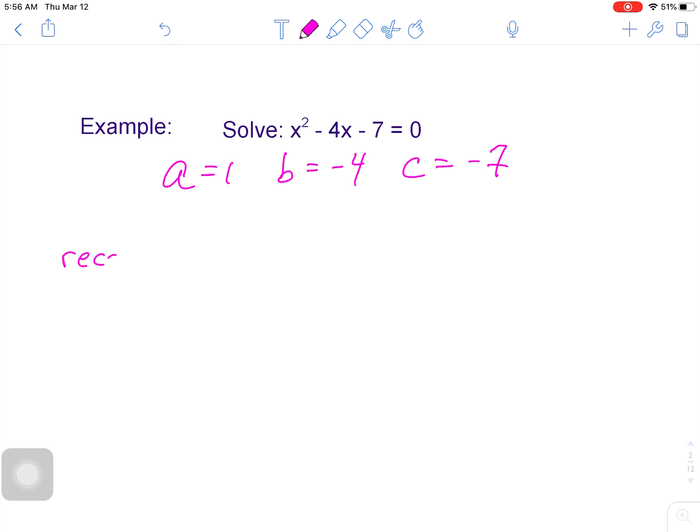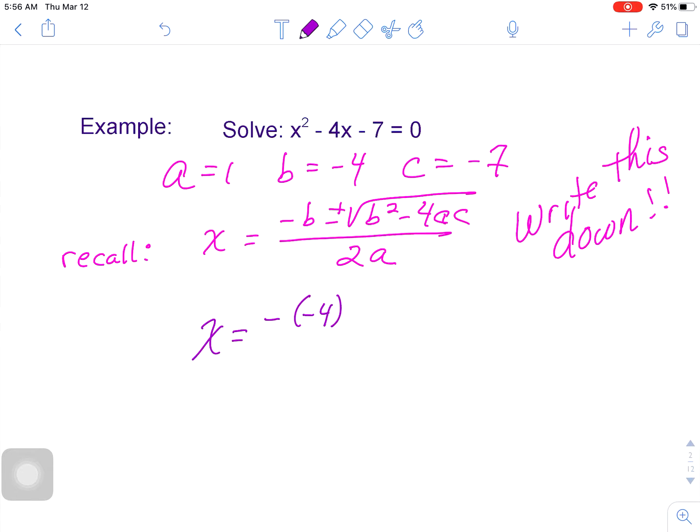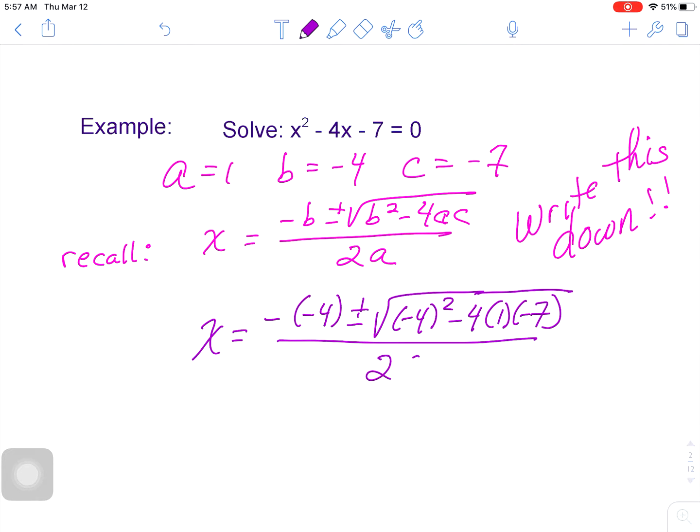So we're going to recall the quadratic formula: x equals opposite of b plus or minus the square root of b squared minus 4ac, all over 2a. And you want to write this down each time because you have to memorize it. So it helps if you write it down. All right, so let's fill in what we know. So x equals the opposite of -4 plus or minus the square root of -4 squared minus 4 times 1 times -7, all over 2 times 1.